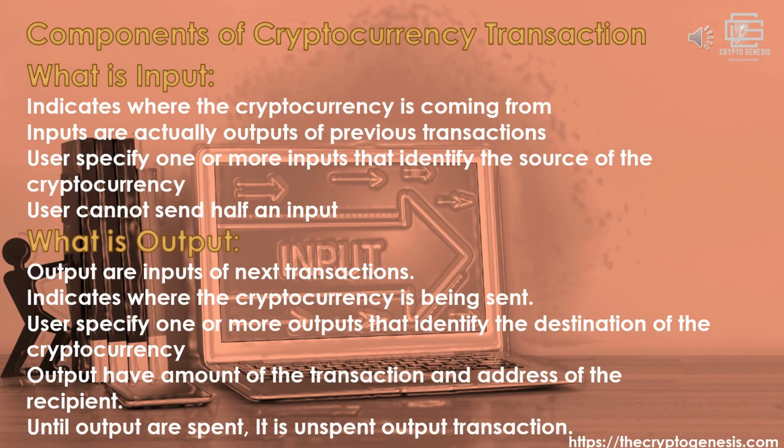What is output? An output is like a destination label in a crypto transaction. When someone sends crypto, they choose where it goes by selecting one or more outputs. Each output declares how much crypto is being sent and where it's going, with the address of the person who will receive it. Until an output is spent, it's an unspent transaction output.